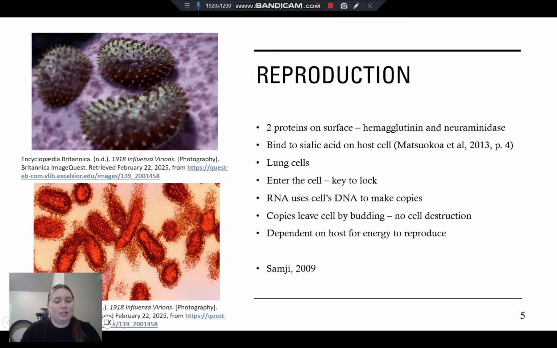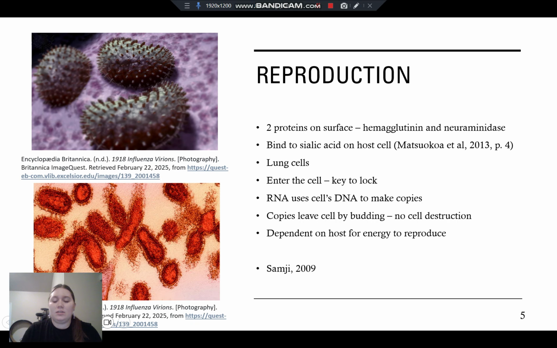Now, onto the reproduction of H1N1 or the Spanish flu. So if we look at this top photo here, and you can kind of see it on the bottom photo as well, but there are these little spiky things on the surface of the virus. So those are actually proteins, and there's two different kinds. There's hemagglutinin and neuraminidase.